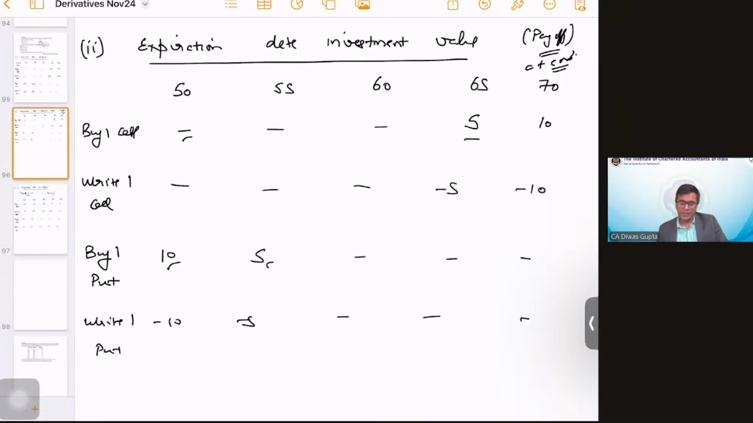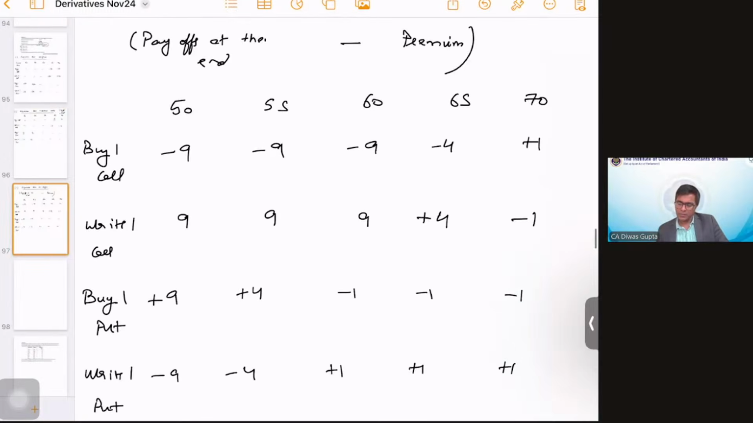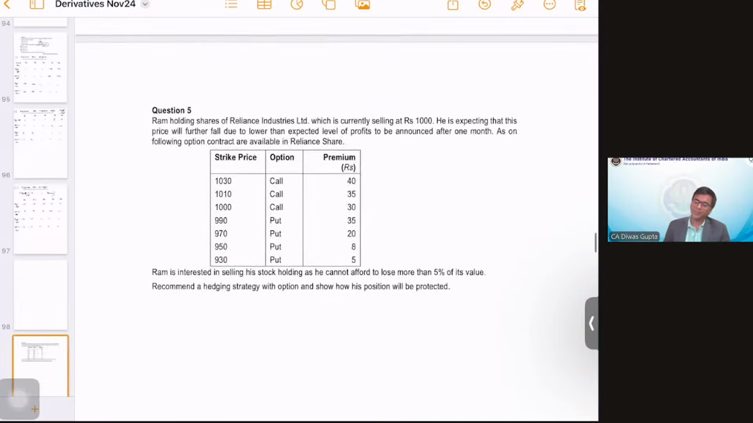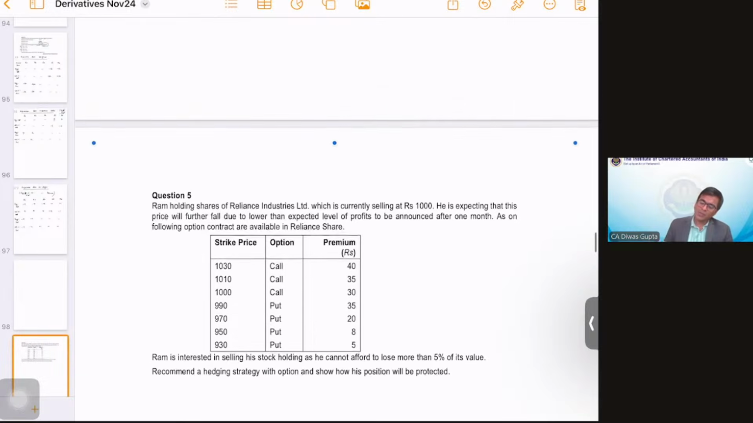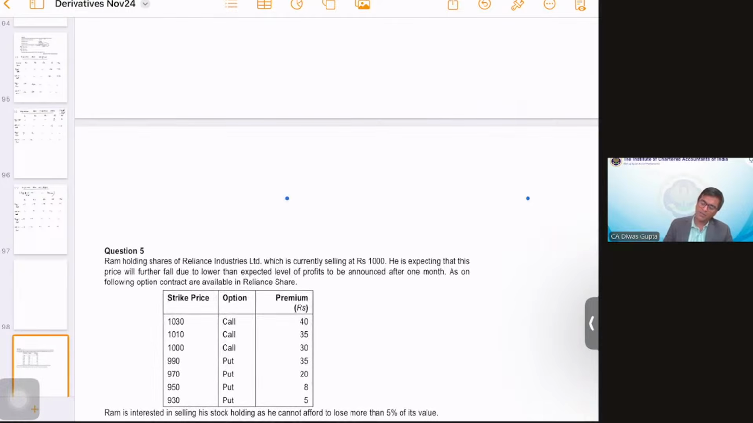Okay, students. So this is how the net profit or the net loss on maturity can be calculated. It's just a simple comparison between the payoffs and the premium that we are paying, students. Next question, students. Question number 5.